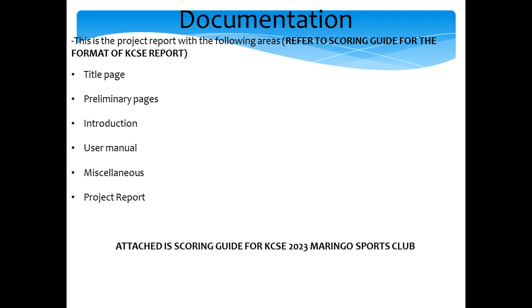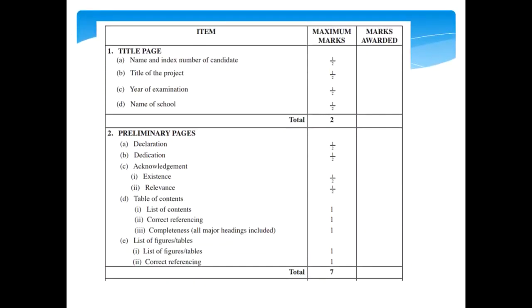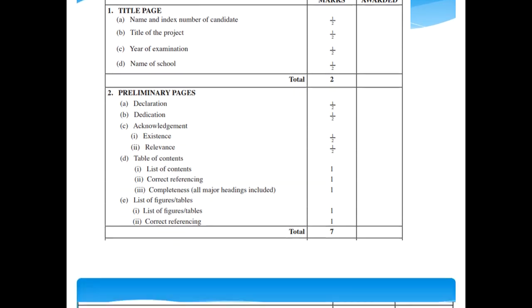So we have the title page, we have the preliminary pages, we have introduction, then we have user manual, miscellaneous, and then we have project report. So basically this is how the scoring guide looks like. You have one, just go through it. So you have the title page, you're expected to have the name and index number, title of the project, year of examination, and name of the school. Then the preliminary pages, you shall have the declaration, dedication, acknowledgement, table of content, list of figures.